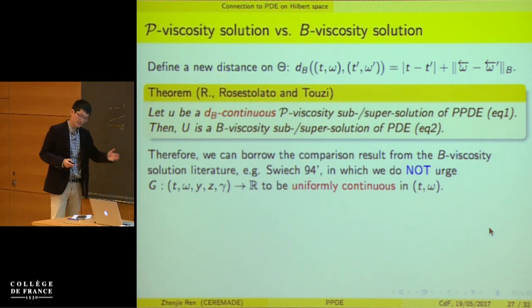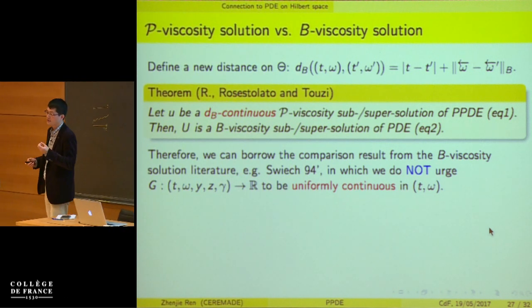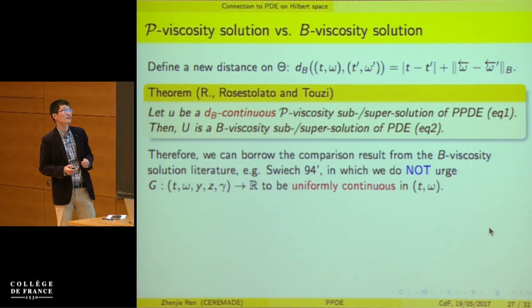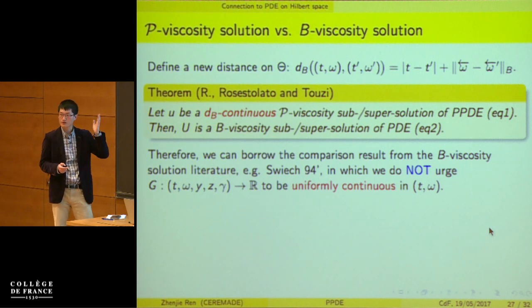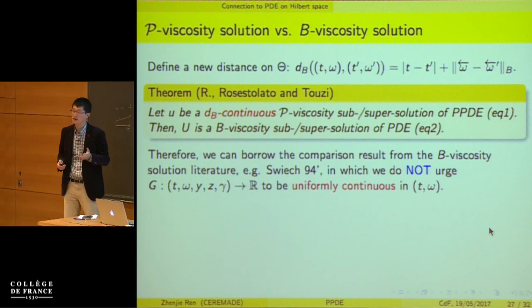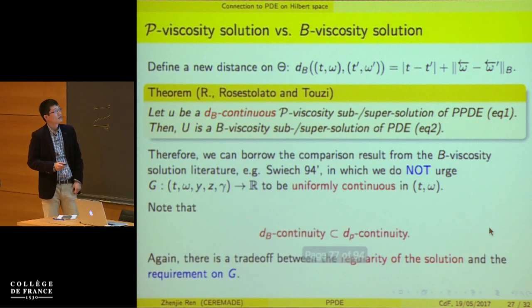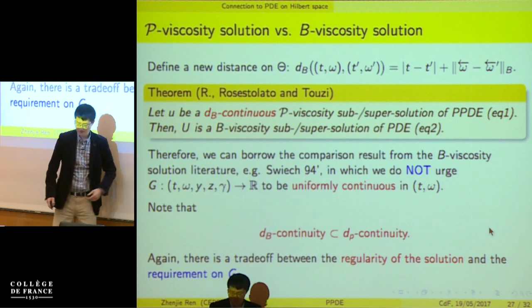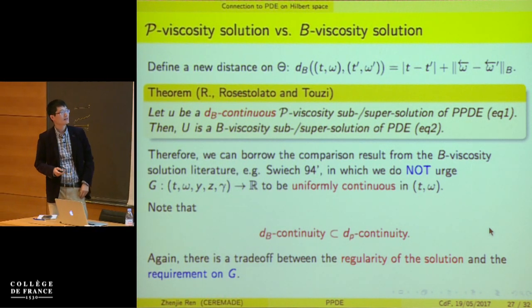Okay, so as I said, in our effort before, we could never remove the uniform continuity of the generator G. But if we consider the D_B continuous viscosity solution, then we can remove that technical constraint by using the result of PDEs on Hilbert space. But we need the D_B continuity. Notice that the D_B continuity is, in fact, worse than the D_B continuities.